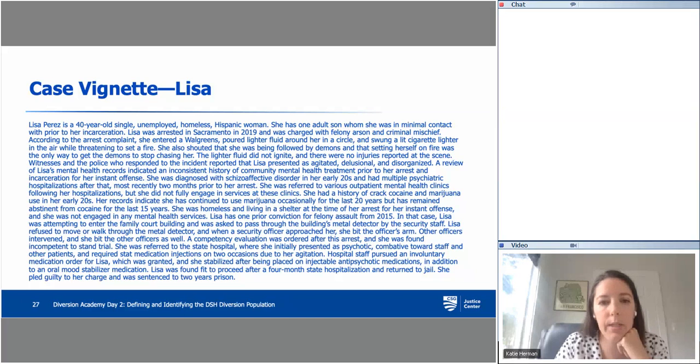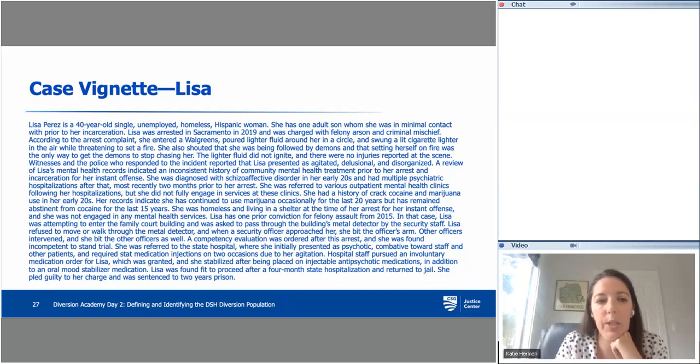Lisa has one prior conviction for felony assault from 2015. In that case, Lisa was attempting to enter the family court building and was asked to pass through the building's metal detector by the security staff. Lisa refused to move or walk through the metal detector, and when a security officer approached her, she bit the officer's arm.